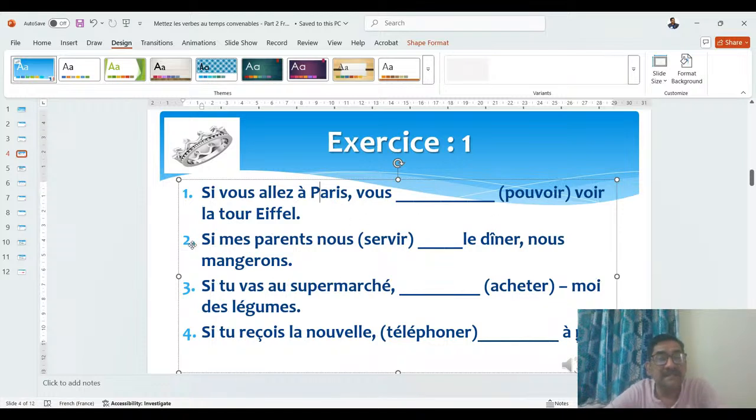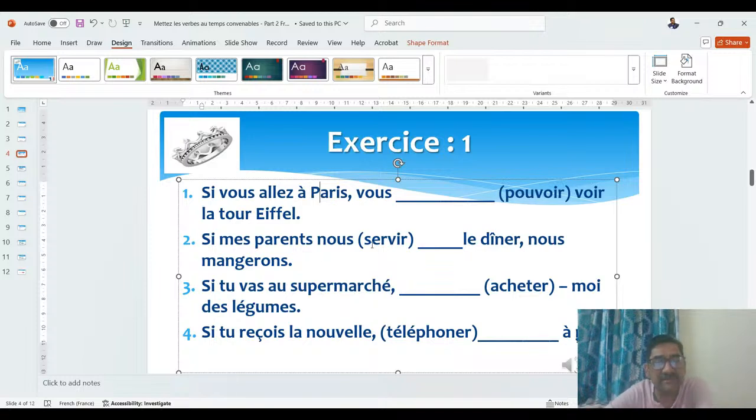Okay. Now the second one is Si mes parents nous. This is the condition. So it should be given in the present tense. Okay. This is what I was telling you. Either the present tense will be underlined as a blank, or future tense will be in blank. Future tense is a consequence. Okay, so this is the condition. If my parents serve us the dinner, we will eat. We will eat is future. Okay, so these are like clues for itself.